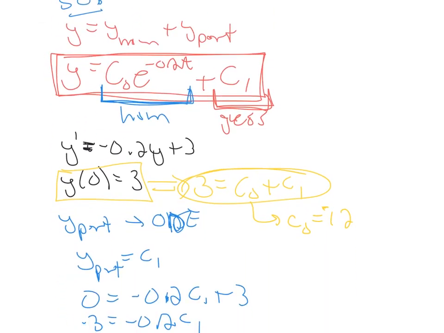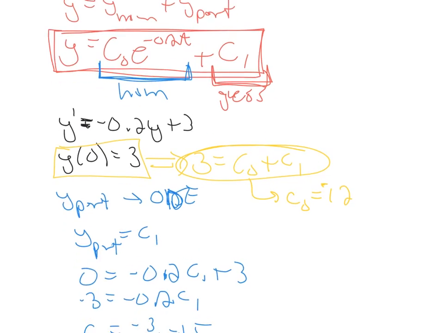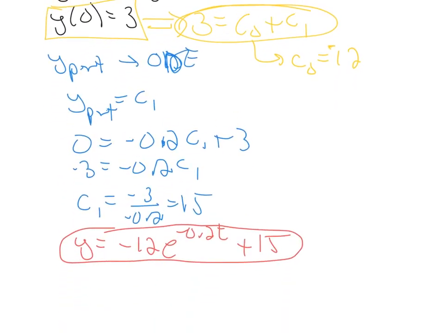detective work. I have two pieces of information that I can use, the differential equation and the initial condition. And if I use those, I can get relationships between the coefficients. So I use the initial condition to get one relationship, and I use the differential equation to get another. Put all the pieces together, and I have my solution.